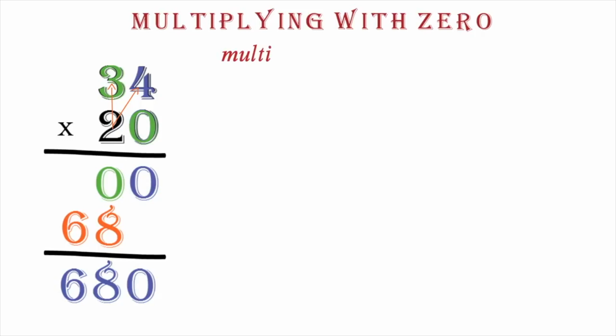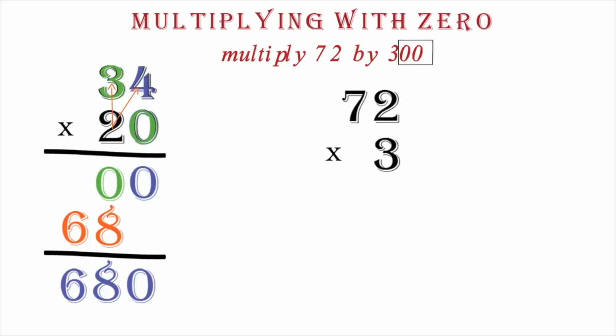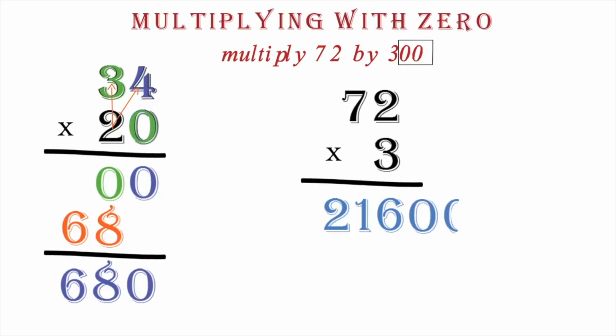Example, let's multiply 72 by 300. Here we say we can ignore these two zeros. So we work on 72 times 3. This will give us 216. Then after this, we just bring our two zeros after it. This will be our final answer. Please note that this does not work for zeros within digits like 2, 0, 5, or 1, 4, 0, 2. The zeros must be at the end.